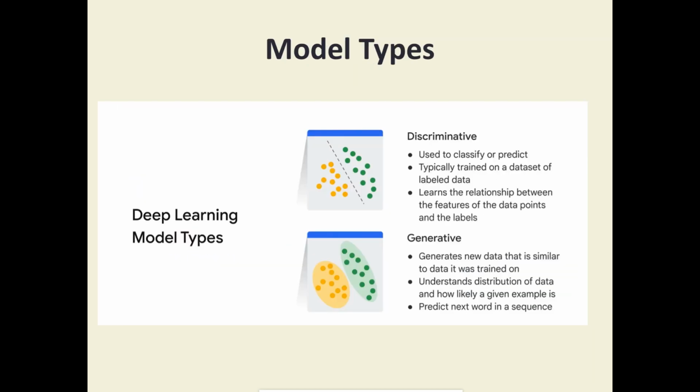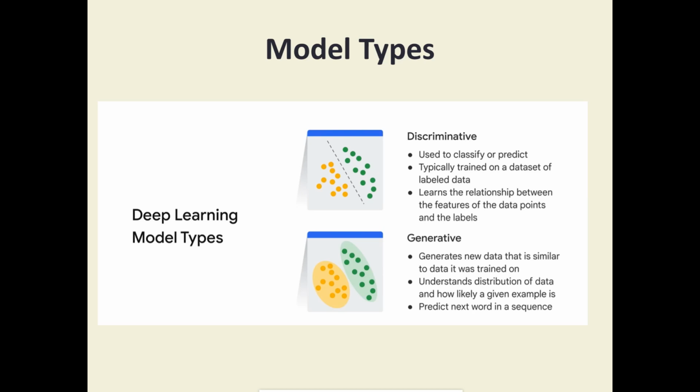Then we are moving to the model types. Deep learning model types can be classified into discriminative and generative. A discriminative model is used to classify or predict something, typically trained on a dataset of labeled data. The generative model generates new data that is similar to the data it was trained on. Discriminative means traditional AI and generative means generative AI. These two come under deep learning models only. Now you can understand the difference.